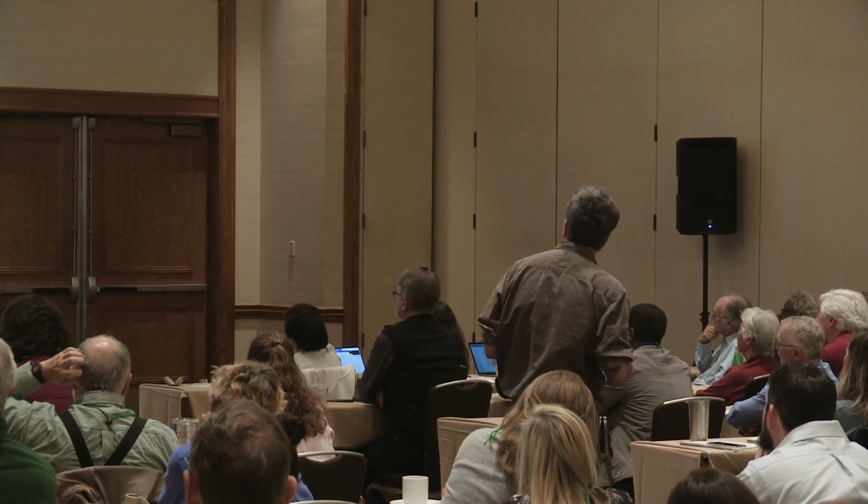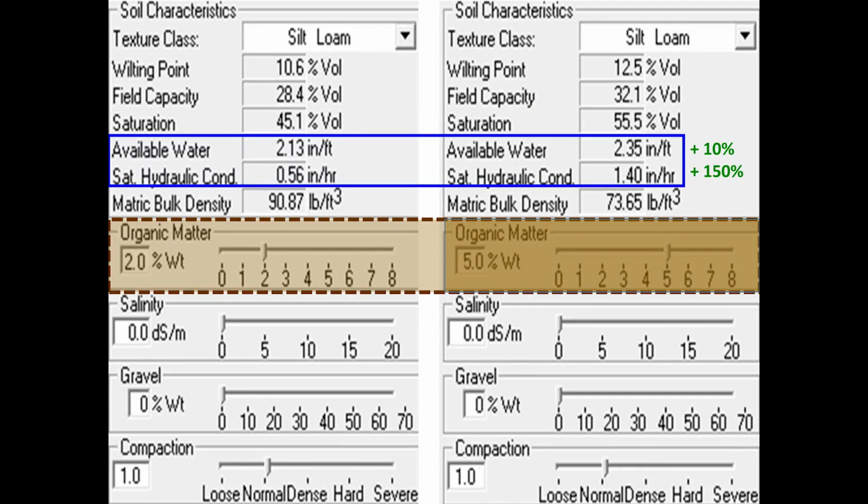That's like adding, I won't crunch the numbers, but that might be adding another day of water availability to your crop. We're not talking about adding weeks. We're talking about adding a small amount of available water. What really changed was the hydraulic conductivity. That went up 150%.